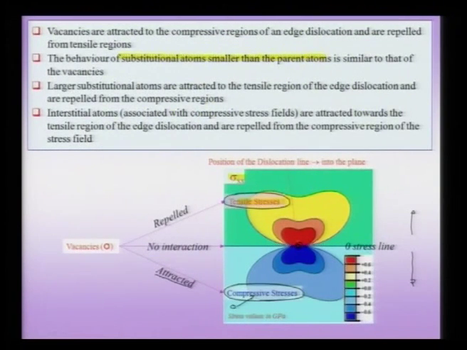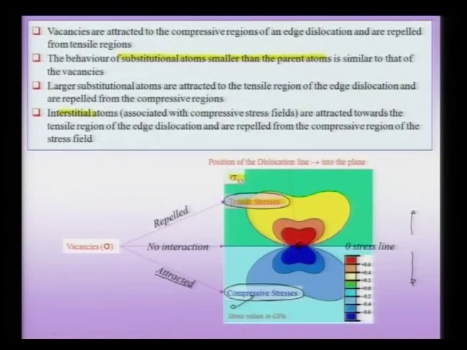And if you are talking about interstitial atoms, they are typically larger than the voids in which they sit. Typically we have seen that in FCC crystals, for instance, the voids are the tetrahedral and the octahedral void, and these interstitial atoms are typically larger than those voids, and therefore they are associated with compressive stress fields.